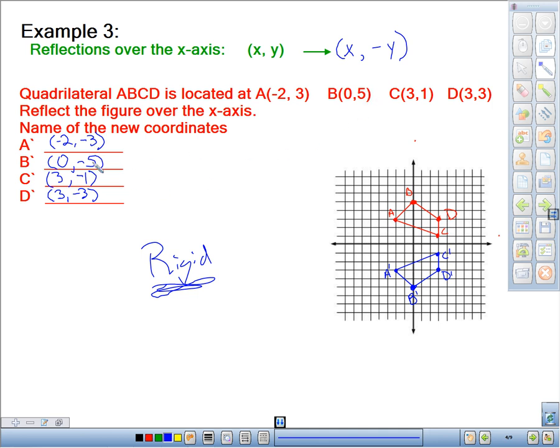Instead of +5, we'll think of -5. So this is our coordinate notation. So once again, I didn't have to sit here and count from the mirror line every single time. Okay, you don't have to do that.